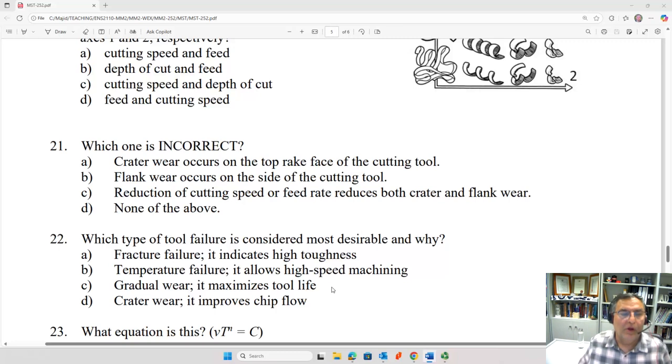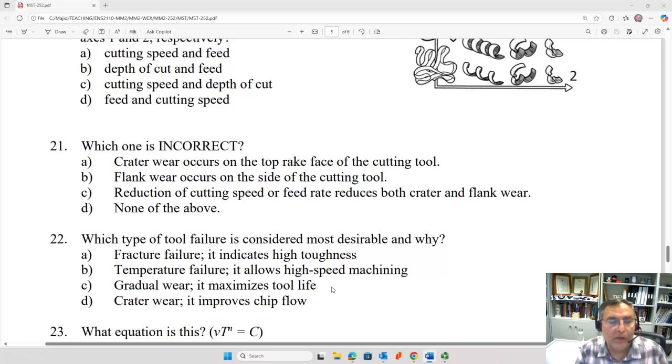Question 22. Which type of tool failure is considered most desirable and why? A, fracture failure. It indicates high toughness. B, temperature failure. It allows high-speed machining. C, gradual wear, it maximizes tool life. And D, greater wear, it improves chip flow.